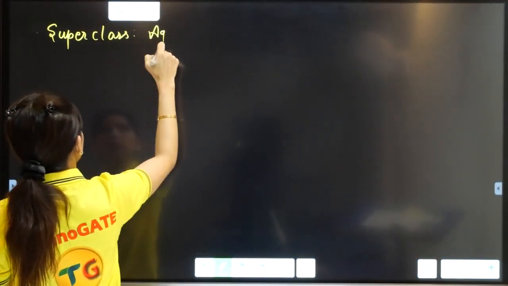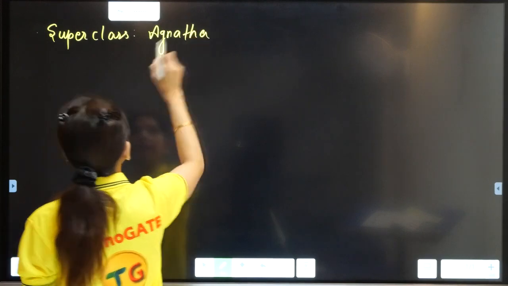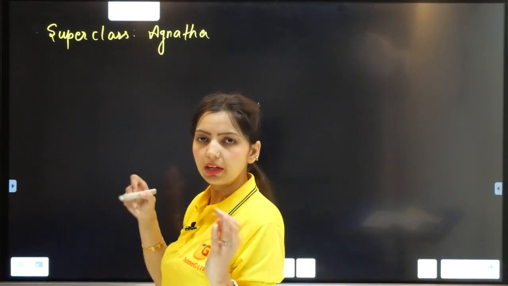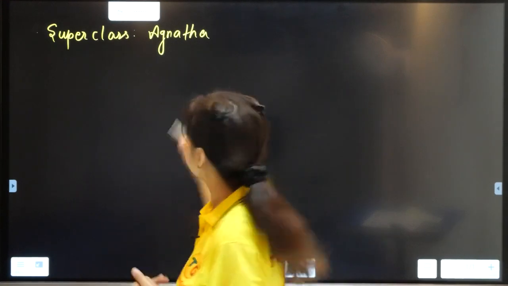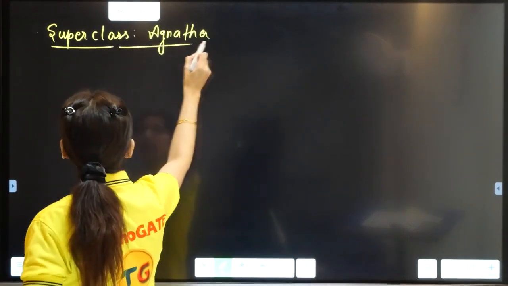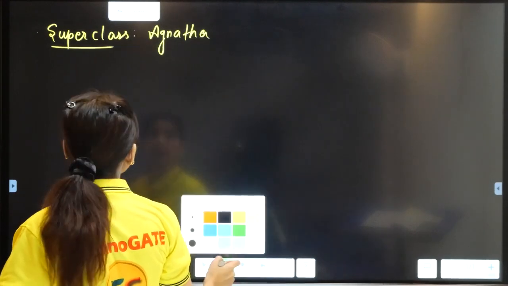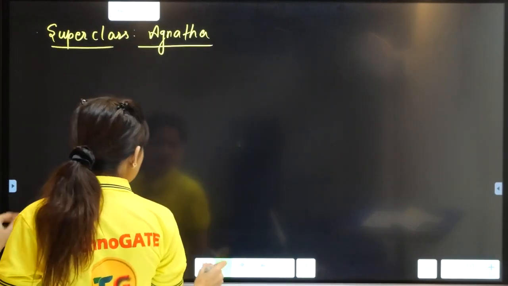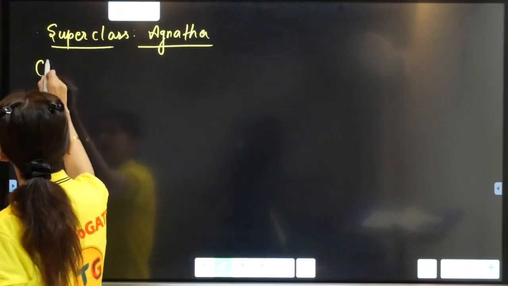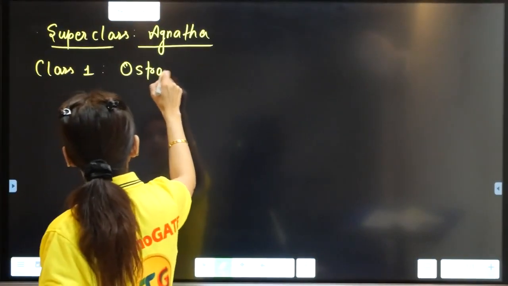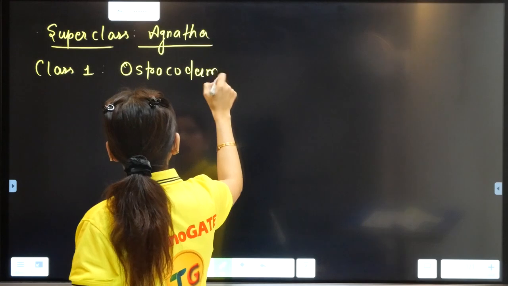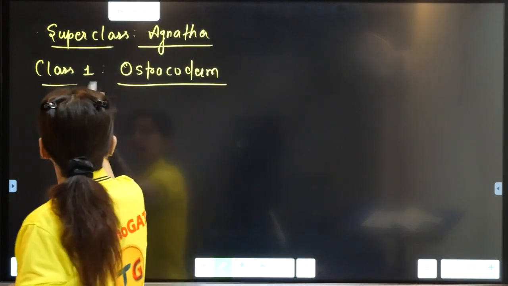So the superclass was agnatha. Agnatha means: A means not present or absent, and gnatha means the jaw. True jaw is absent. That's why they are named so. In agnatha there were two classes basically, and the first class, write down class 1 here, is ostracoderm.